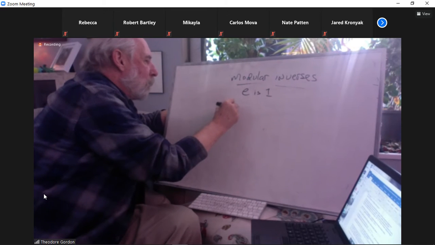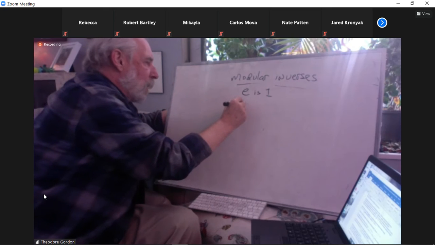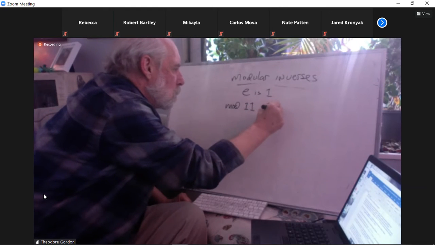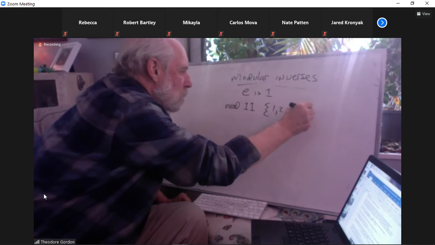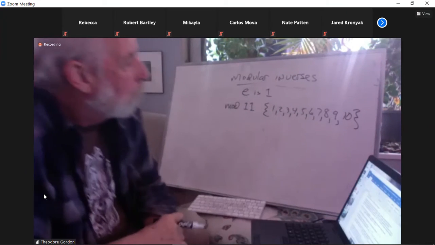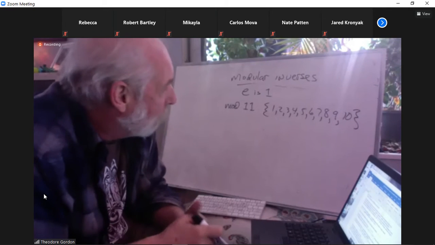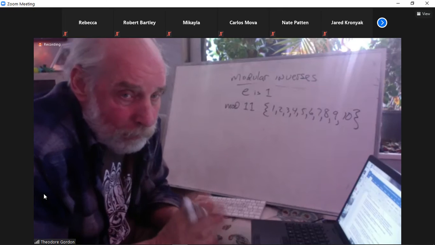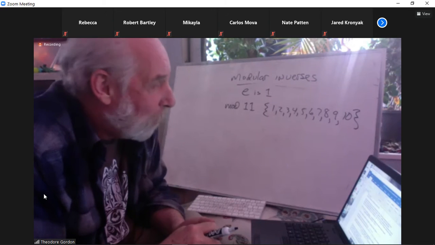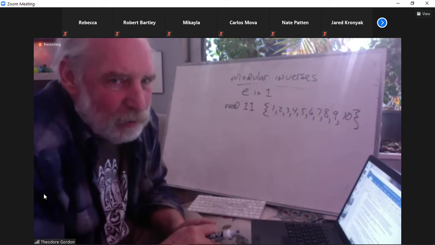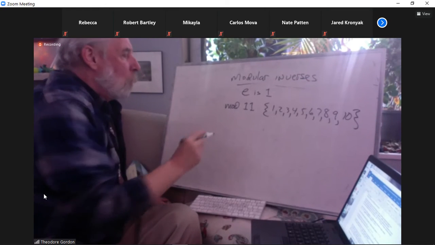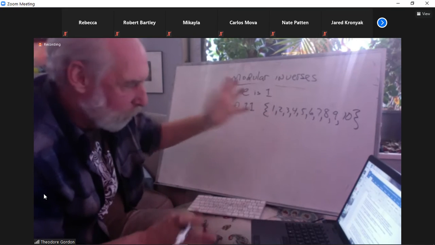Let's work mod 11. Now, in mod 11, those are the least positive residues. In mod 11, because it's prime, not because it's odd, because it's prime, every element will have an inverse. Finding them can be really tedious, though. All right, so let's see. 1 is always its own inverse, so that's fine.